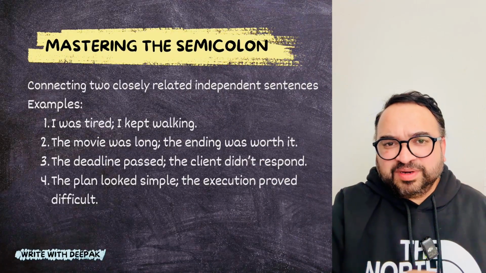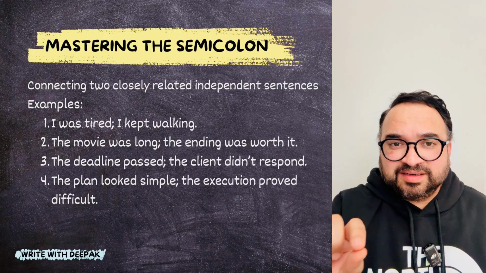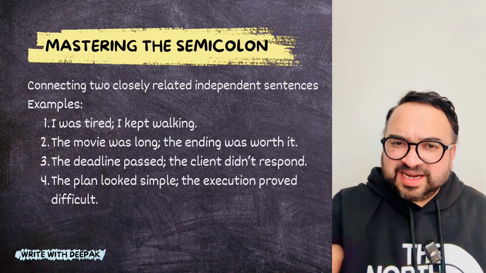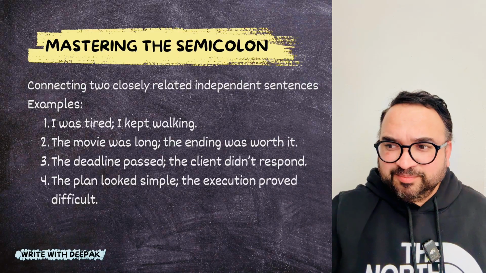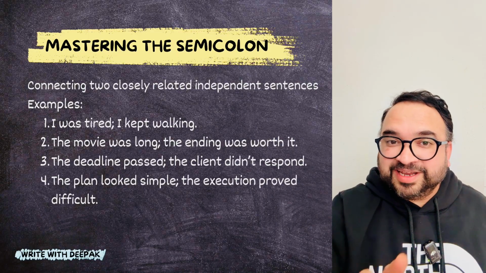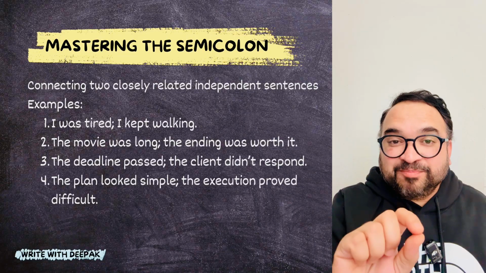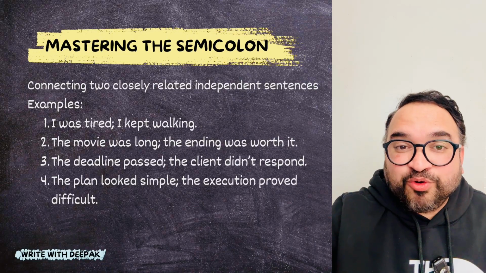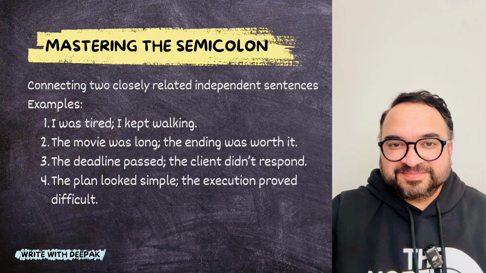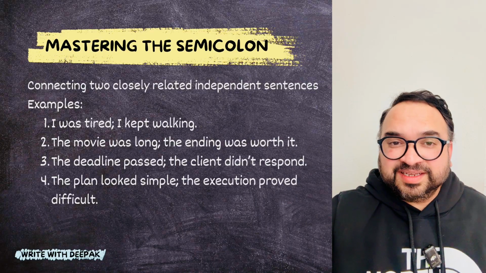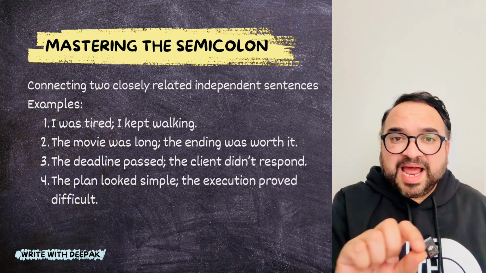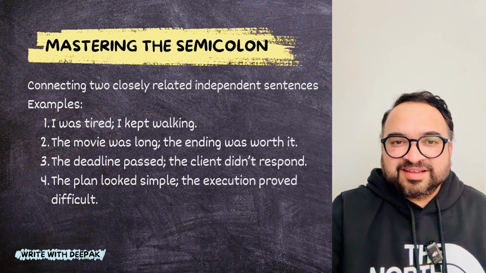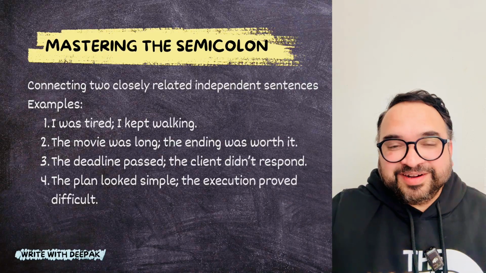Let's look at another example. "The plan looked simple" is one sentence. "The execution proved difficult" is another sentence. They are both independent. They are meaningful and they make sense. However, you can join them using a semicolon. The plan looked simple; the execution proved difficult. See how you can join two sentences, and because of this, what happens? The plan looked simple. You mentally take a pause when you read it, and then the execution proved difficult.